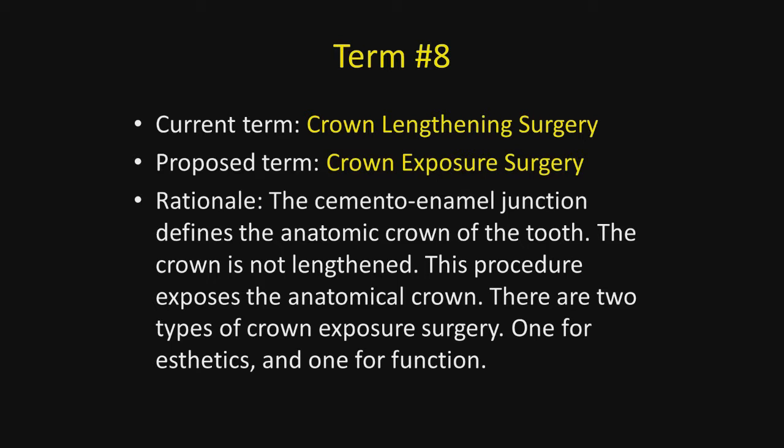The current term is crown lengthening surgery. The proposed term is crown exposure surgery. Now here's my rationale. The cemento-enamel junction defines the anatomical crown of the tooth. The crown is not lengthened, but this procedure exposes the anatomical crown. There are two types of crown exposure surgery. One is for aesthetics, and this is typically done in the maxillary arch, especially the maxillary anterior.